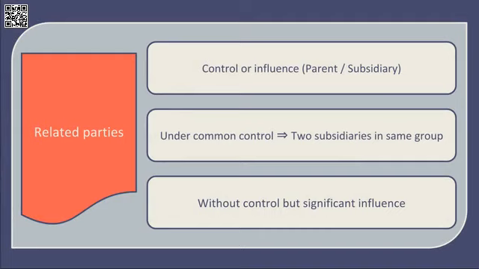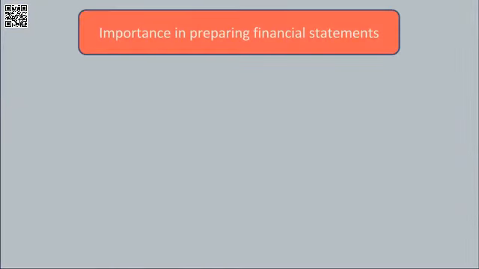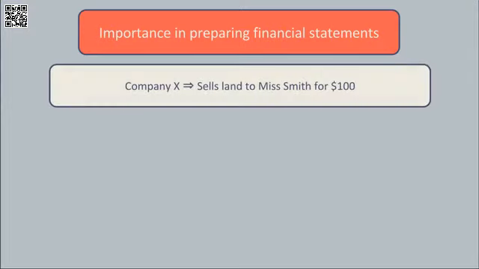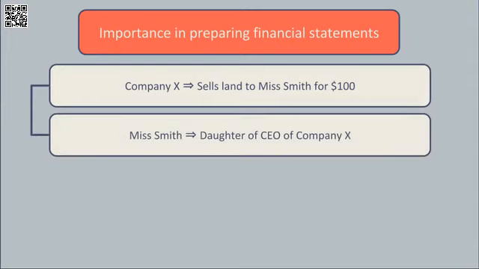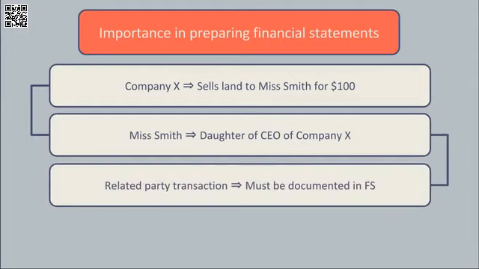Think about this above definition of related parties and companies you may have dealt with in the past. The definition is quite broad, especially when close family members are included. Why is this important in the presentation of financial statements? Think about this for a minute. Company X sells land, a company asset, for $100 to Miss Smith, who happens to be the daughter of Mr. Smith, the CEO of Company X. Now, if you heard that as a shareholder, what conclusions would you draw?